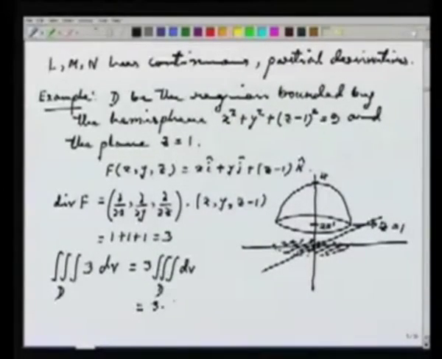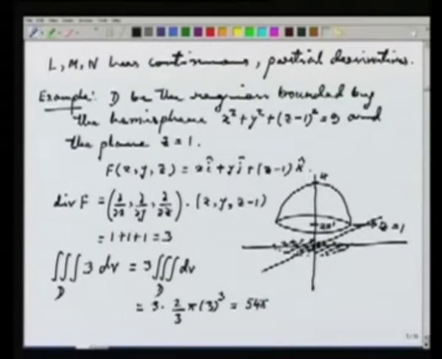So this is 3 times, instead of 4/3 I will have 2/3 pi, then the radius cube. What is the radius? Radius is anyway 3. So 3 cube. Okay. So what I get is 27 into 2, that is 54 pi. That is one side. Now I have to look at the other side.